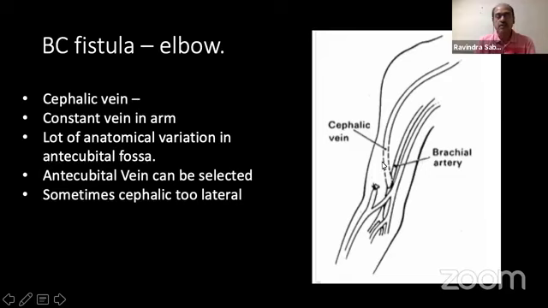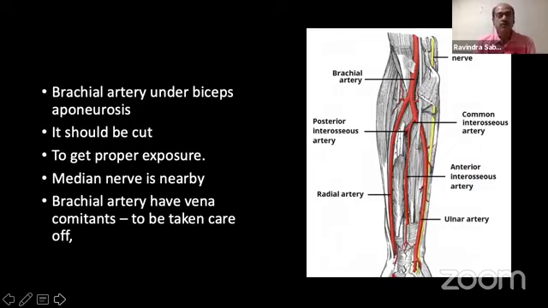Now, for example, here you have cut the cephalic vein, but if it is too lateral, then it can be cut here, and the antecubital fossa. There is no valve here. It's just the junction, and the antecubital vein also can be joined with the artery, and therefore the blood will go from here to here and then go to the cephalic vein. So that fact can be utilized. So this we have already discussed.